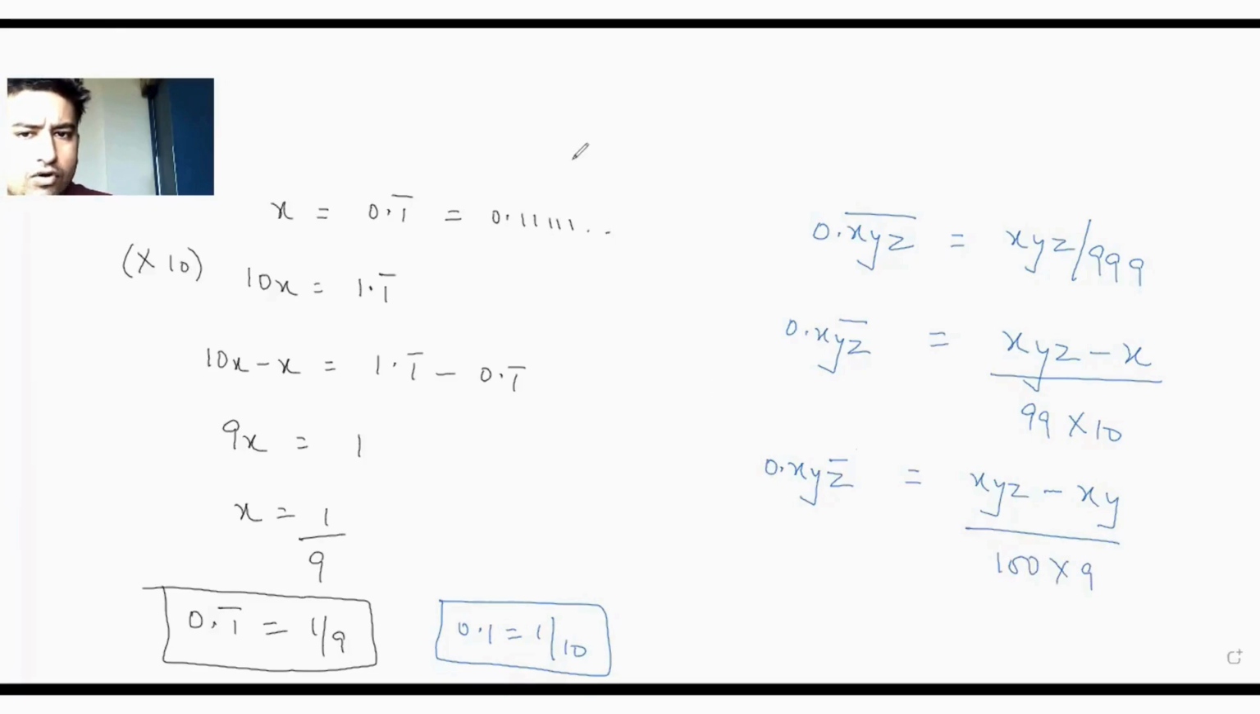There's one last thing that I want you to look into. What if I have 0.xyz and the bar is on xy? How do we convert it? You might think of using the same formula, but if you see, this is an invalid number. Why? Because if there's a bar on xy, that means xy tends to go to infinity. After that, there won't be any z. So this is an invalid number. This will not be a valid number. So I hope we are clear here.